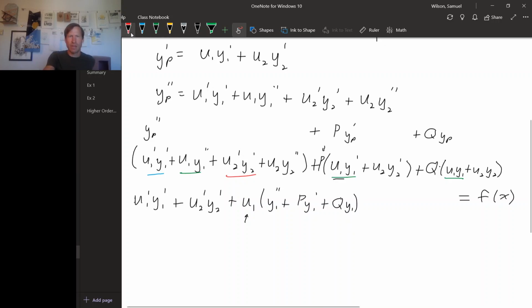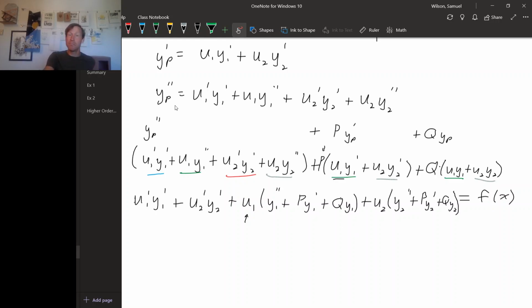Okay, now for the terms with a u sub 2 with no derivative, we have this one, and this one. So let's factor out the u sub 2 from all of those. We get y sub 2 double prime plus p times y sub 2 prime plus q times y sub 2. So just barely fits.